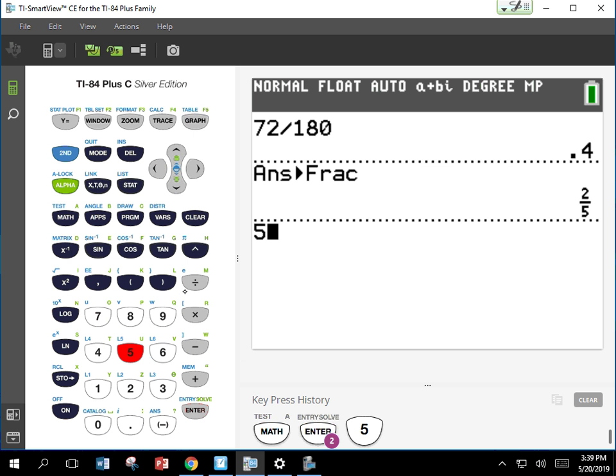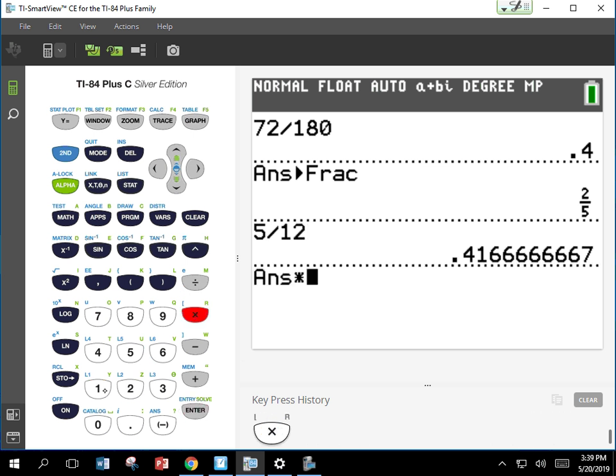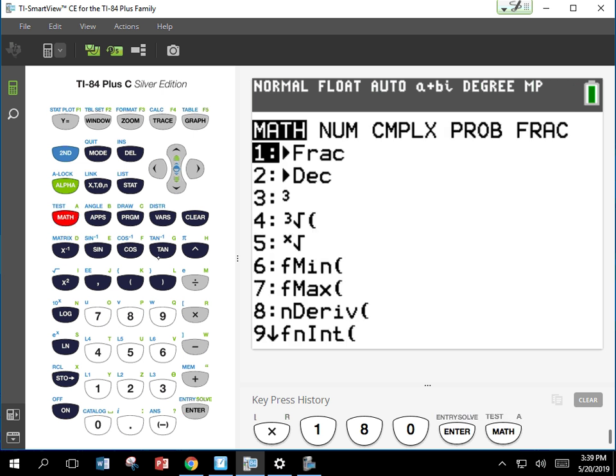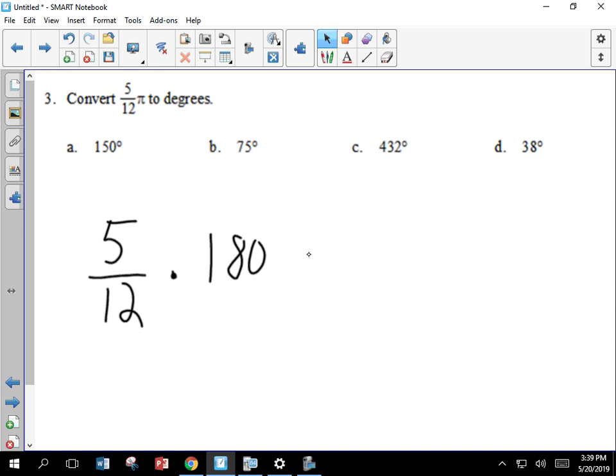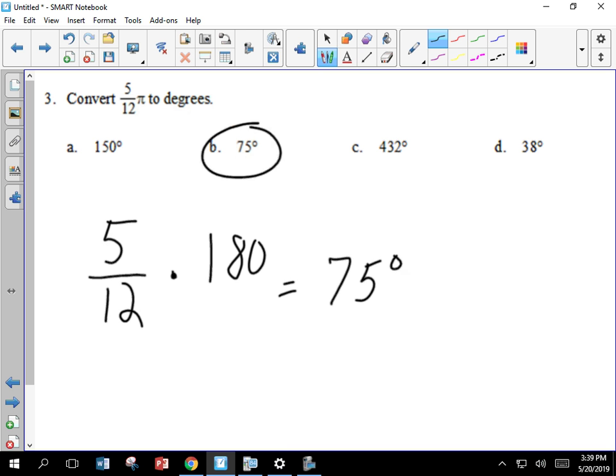So 5 divided by 12 times 180. And it comes out to a whole number, 75. And since we are going to degrees, it's going to be 75 degrees, B.